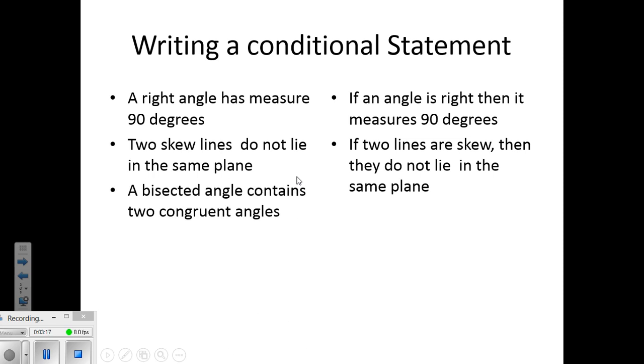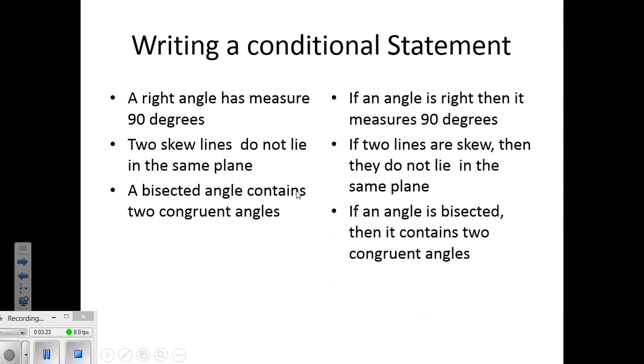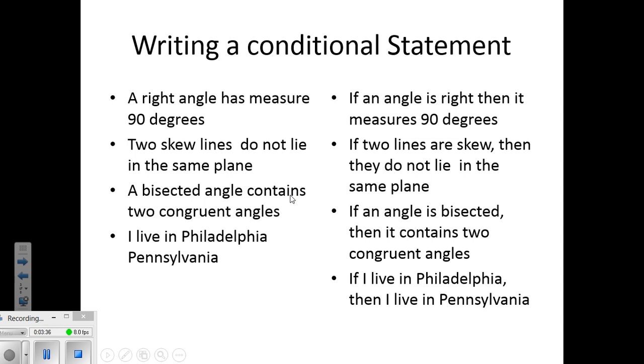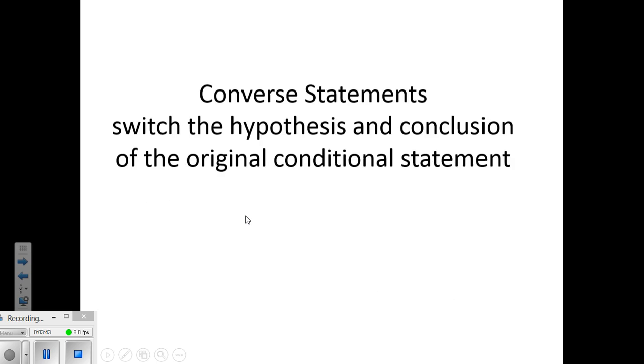A bisected angle contains two congruent angles, stating that as a conditional, if an angle is bisected, then it contains two congruent angles. I live in Philadelphia, Pennsylvania. Perhaps we could say, if I live in Philadelphia, then I live in Pennsylvania. Okay?